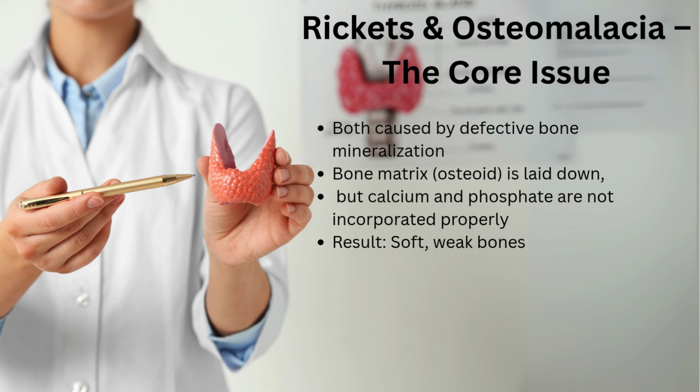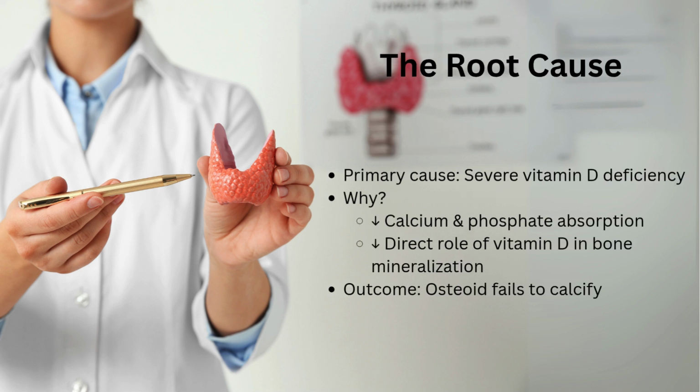Both are caused by defective mineralization of the bone matrix. The collagen framework gets laid down, but calcium and phosphate aren't incorporated properly to make it hard. So the bone stays soft. The primary cause, overwhelmingly, is severe vitamin D deficiency. Without enough active vitamin D, you don't absorb enough calcium and phosphate, and vitamin D itself plays a role in mineralization. So the bone matrix, the osteoid, doesn't calcify properly.